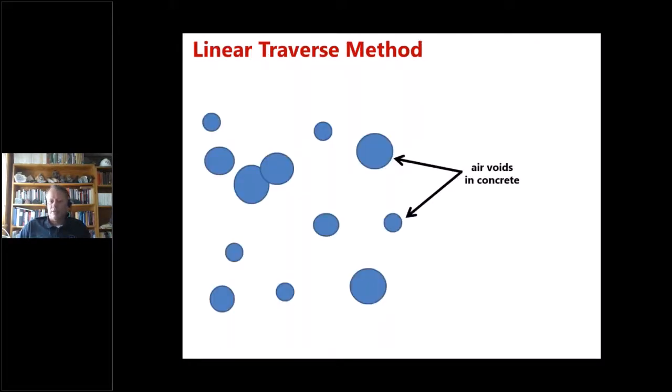In order to understand what the numbers mean, I'm going to briefly walk through the 2 methods that are used to gather the data to then determine those 6 factors and the air void system in particular. The first method, again, I'm generalizing this, but you'll get the idea, is something called the linear traverse method. In order to explain this fully, I need you to pretend that we're looking at a piece of concrete here, and the blue circles or spheres represent air voids in the concrete.